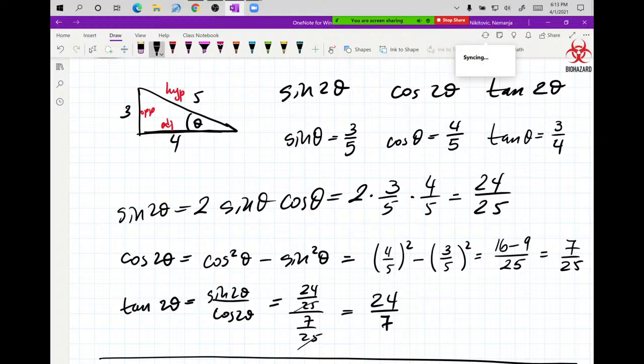Questions, concerns, anything regarding this problem? Okay. If not, then we're going to move to the next problem.